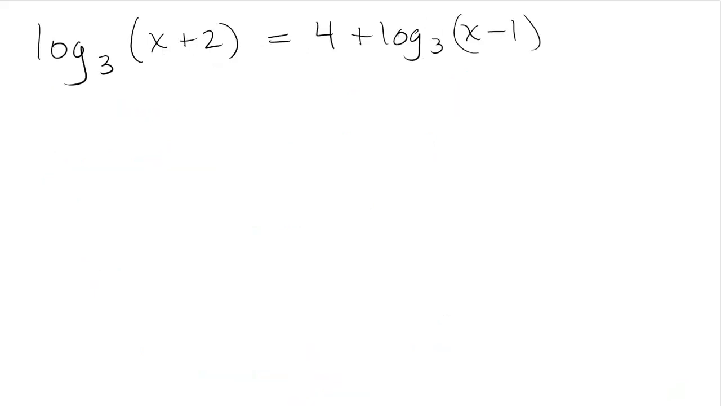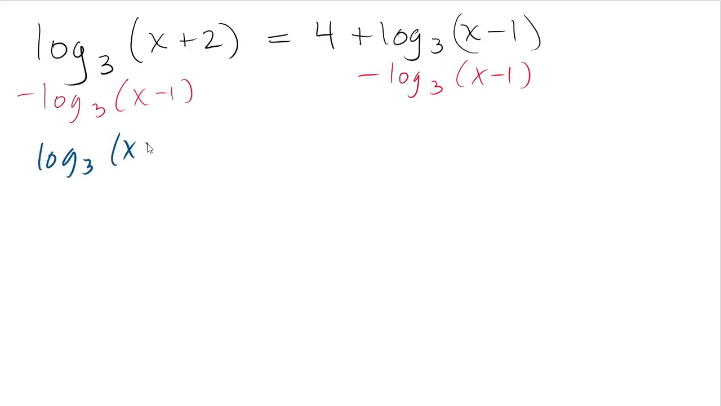Here's another example with logarithms on both sides. Log base 3 of x plus 2 equals 4 plus log base 3 of x minus 1. When we have logarithms on both sides, it's a good idea to get everything to the same side. Now this is a little bit different because we have to subtract this logarithm to move it. So we get log base 3 of x plus 2 minus log base 3 of x minus 1 equals 4.